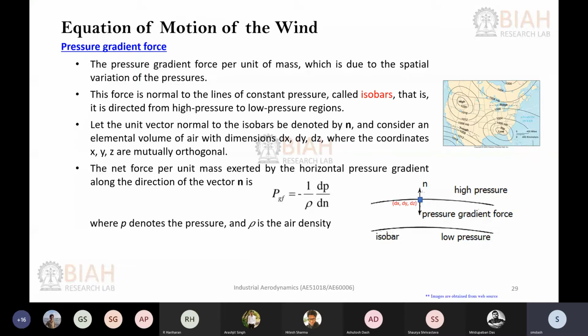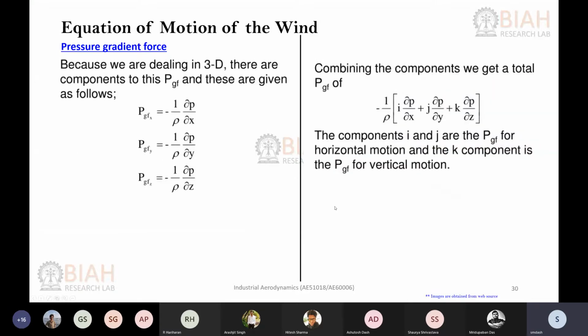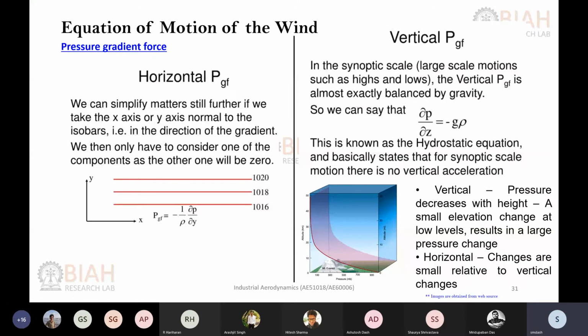Okay, so we have seen the mathematical formulation for the pressure gradient force in three dimensions, which is pretty standard. And we also saw that the pressure gradient force on a horizontal scale creates some acceleration in the wind, whereas in the vertical direction it gives rise to the hydrostatic equation. This we found from the order of magnitude analysis, or scale analysis.